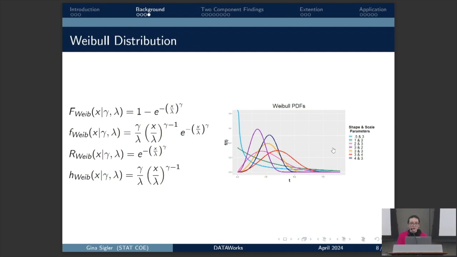So instead, the Weibull allows me to make a lot of different shapes, if you will, with all of the different spaghetti curves.